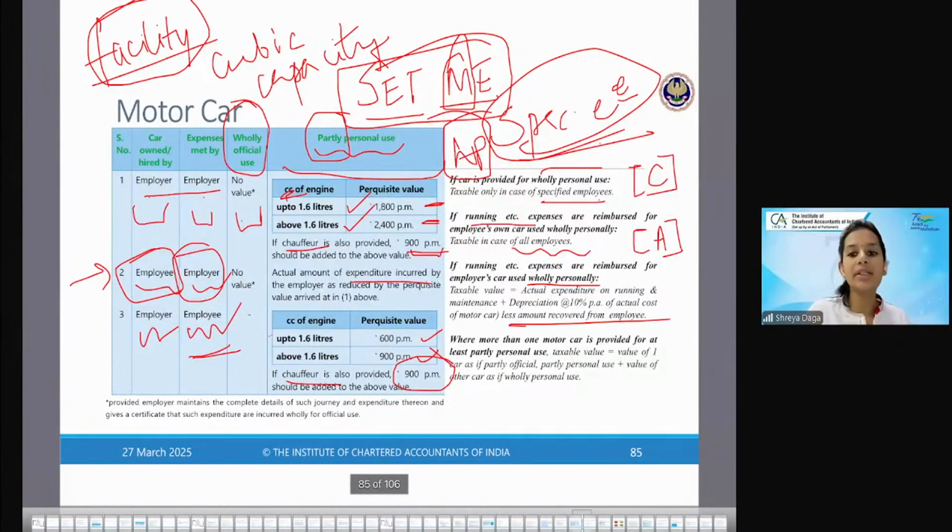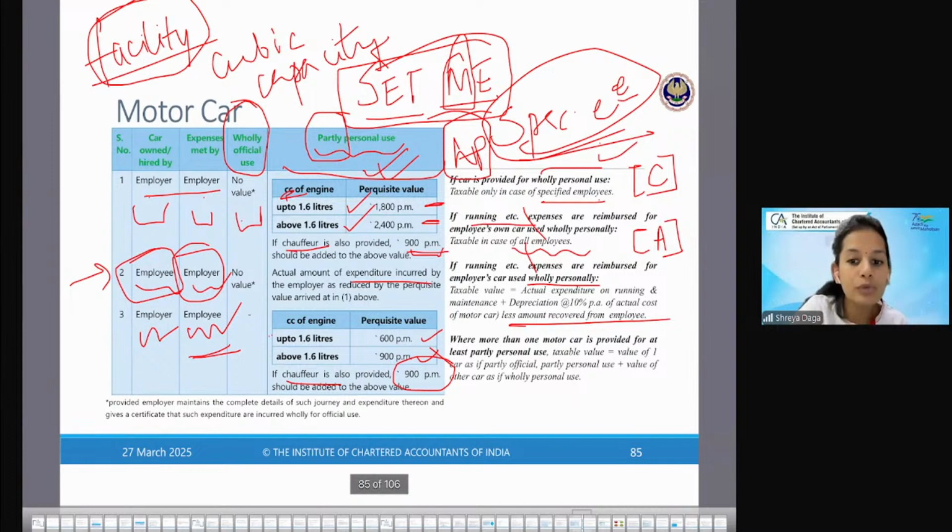motor car is provided for at least partly personal use, where more than one motor car is provided. So partly personal use we were doing, where at least one motor car is provided, we were doing like this. Where more than one motor car is provided, then what do you do? You find out the value of one car as if it is partly official and partly personal. That means by this table. And then you find out the value of the other car as if it is wholly personal. That means under this column.